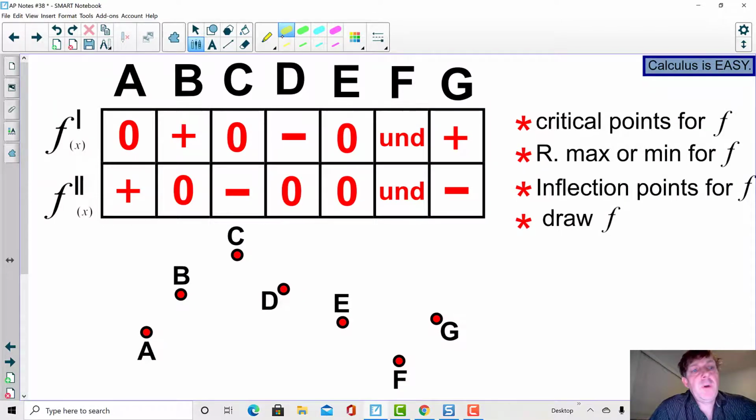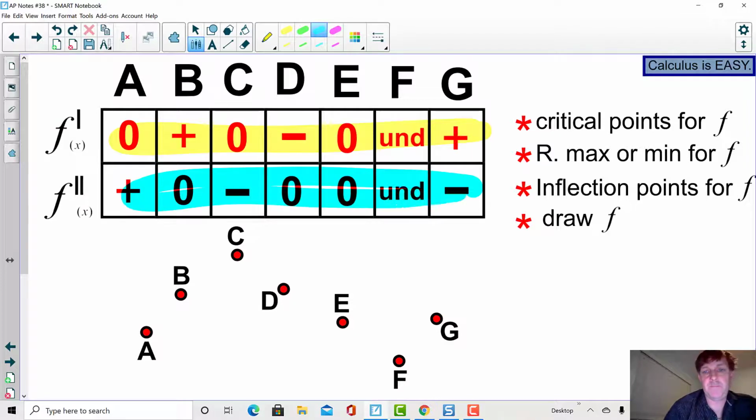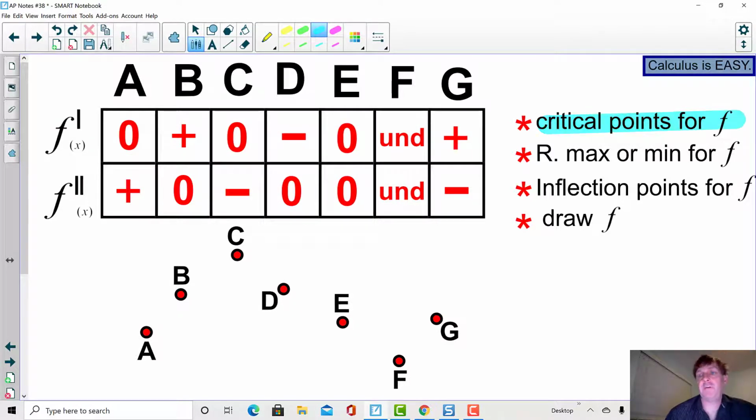Okay, this is a similar problem as what we just did. Only difference is we don't have the graph of f prime. We have a table of values for f prime. They're also giving us a table of values for f double prime. First thing we want to find is what are the critical values for f.